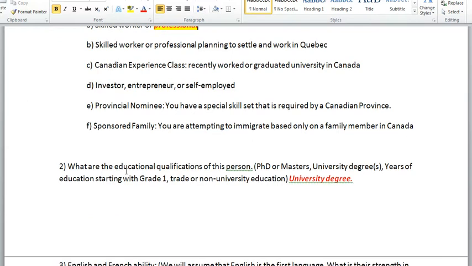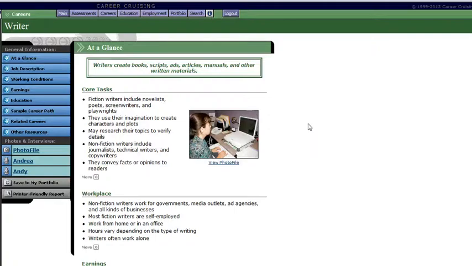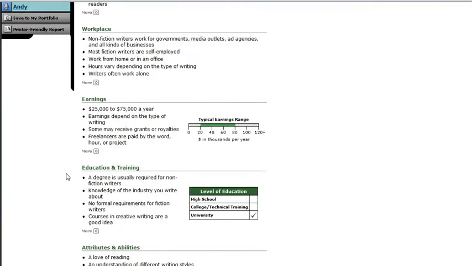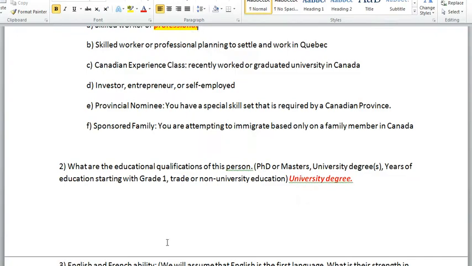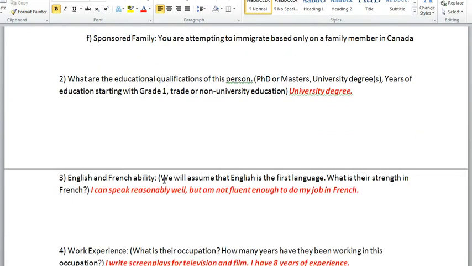Number 2, what are the educational qualifications of this person? So back to Career Cruising I go. Check out, I scroll down, I get to, there we go, education and training. So apparently to be a writer, university degree is checked, so that's what I need. That's what I put in there, university degree. I scroll down. English and French ability.